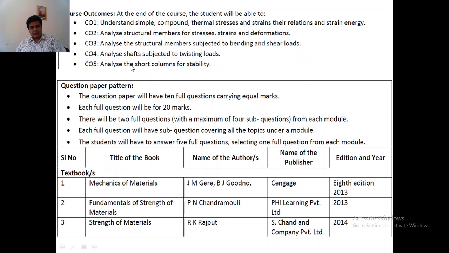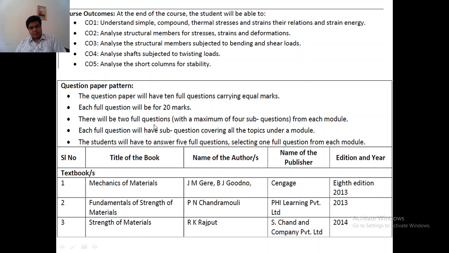Similarly, when you look at module number 5, the outcome of this module is that the student should be able to analyze or solve problems based on columns for stability. Like that, each module will have a course outcome. If you look at all the modules, it becomes a course. What the student has learnt is given here. At the end of each module, you should be able to do these activities.